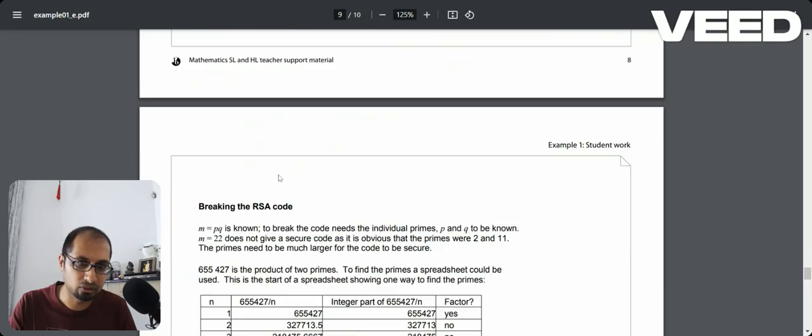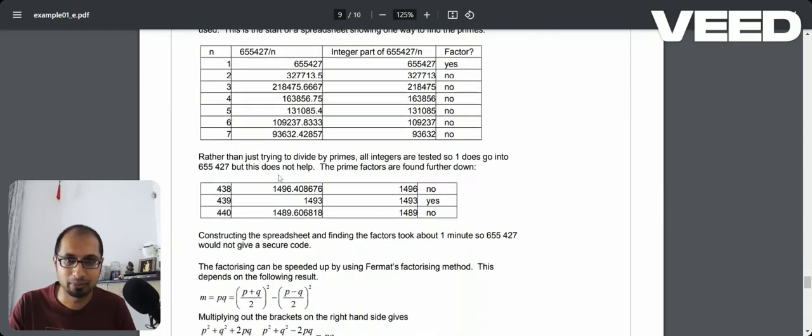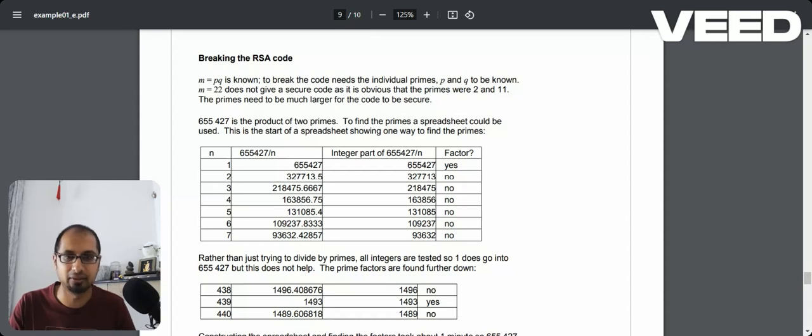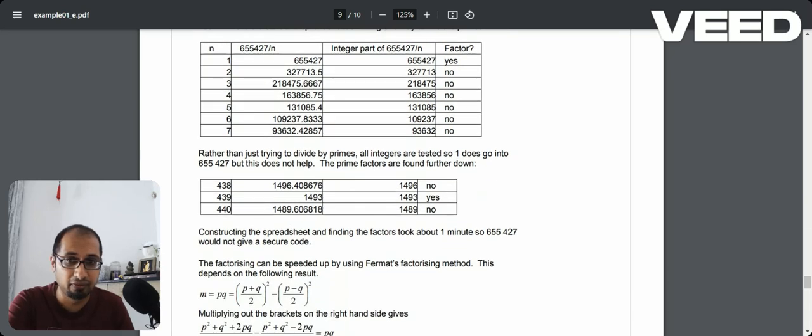So let me show you where it is. So here, this table on page 9. This table was created by the student. The student tries to replace the value of n and checks whether these values are factors, and then has to actually go down up to 438, 439, and 440 to actually find a factor. So it shows commitment, perseverance, and if that work is produced by an SL student, it's a lot of commitment.